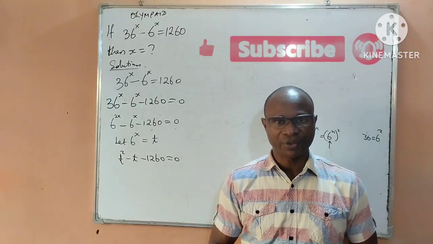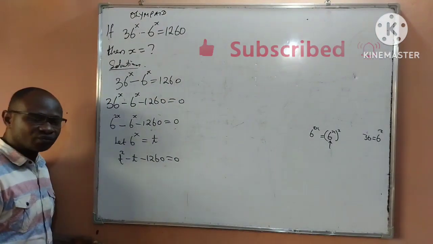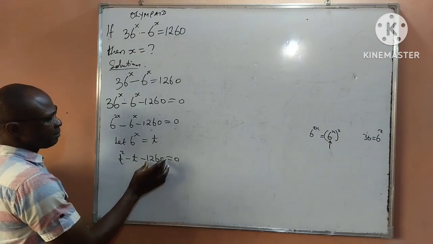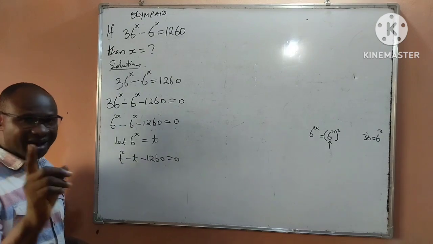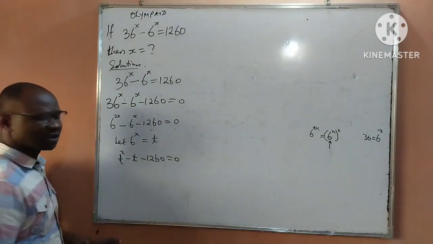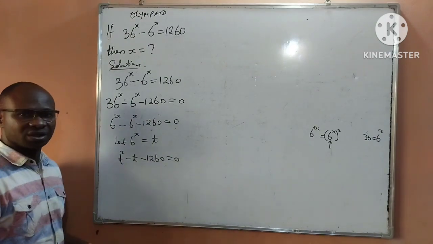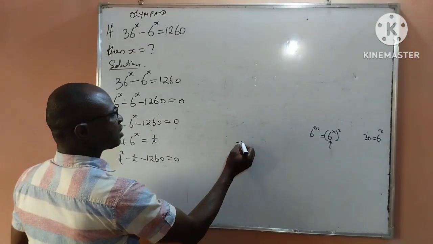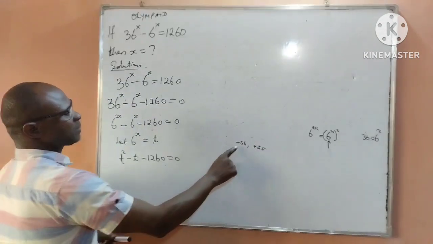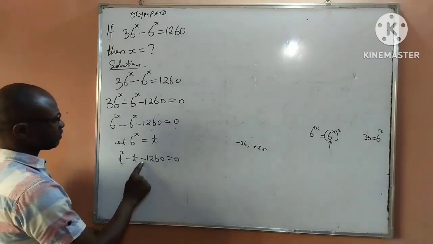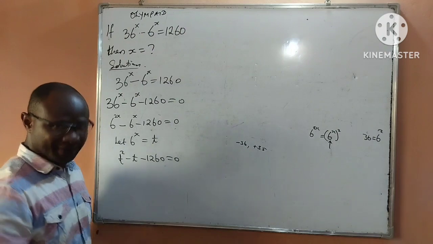Alright, I will look for two numbers I will multiply, which will give me minus 1260. And when I add that same two numbers, it will give me minus 1. The reason is because I want to factorize this quadratic equation. And the two numbers are minus 36 and plus 35. If we multiply these two values, it will give us minus 1260. And when we add the two, it is going to give us minus 1.